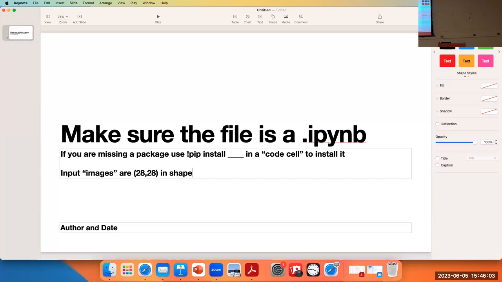So if you hit a brick wall, it's okay. Just understand that there are brick walls out there. But make mistakes, get messy. That's the overriding message.